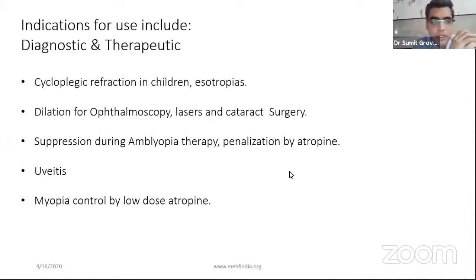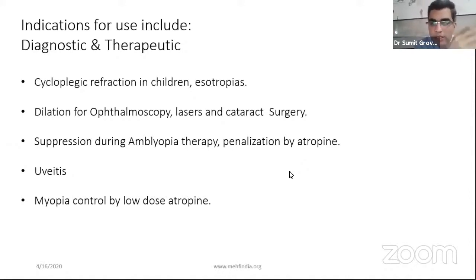They have some therapeutic role in amblyopia therapy. We all know penalization by atropine. In an inflammatory condition of the eye known as uveitis, homatropine is a drug of choice. The mechanism of action is by doing the cycloplegia of the ciliary muscles, it removes the ciliary spasm and makes the patient pain-free. Also, because the iris is infiltrated with the inflammatory cells, it is muddy, it is reactionary, so it prevents the synechiae formation.